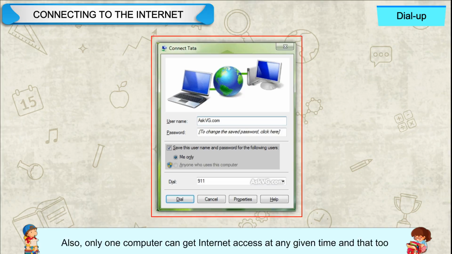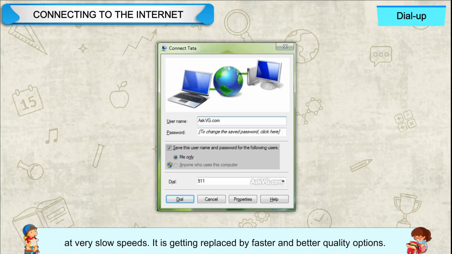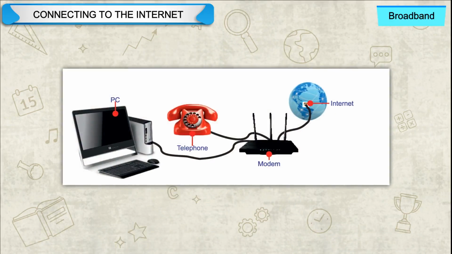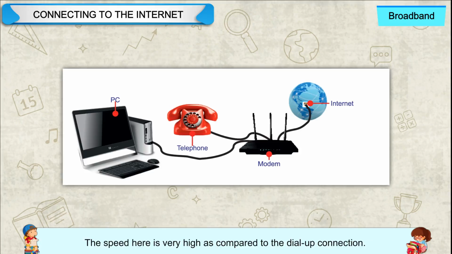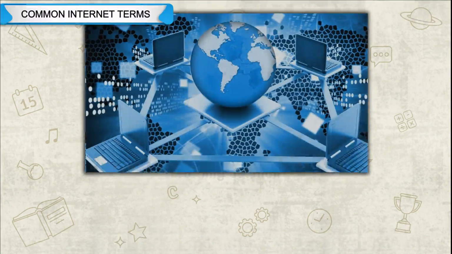Also, only one computer can get Internet access at any given time, and that too at very slow speeds. It is getting replaced by faster and better quality options. Broadband. In a broadband connection, a dedicated phone line is provided to connect to the Internet. The speed here is very high as compared to the dial-up connection. Also, a modem or router can be attached at the user's end to get Internet connectivity in multiple devices simultaneously.